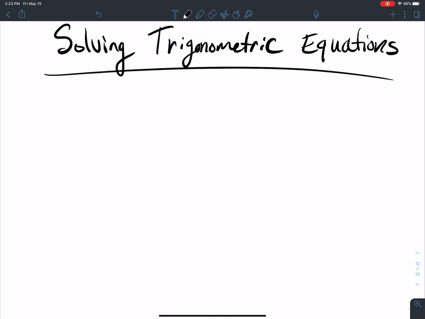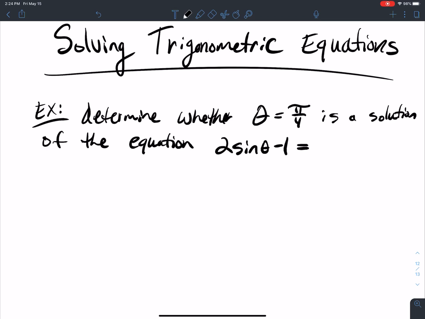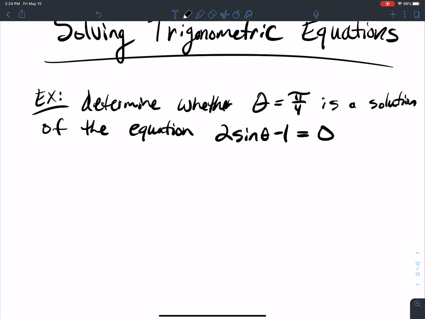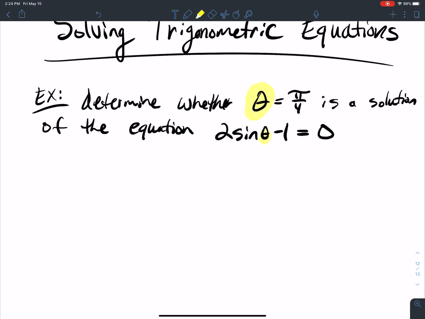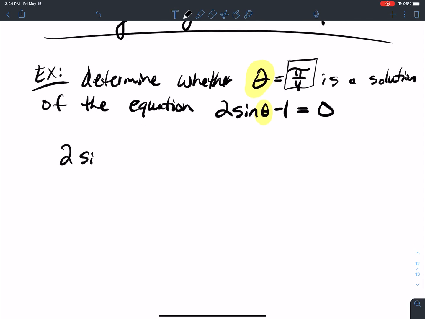So let's determine first whether theta equals pi over 4 is a solution of the equation 2 sine theta minus 1 equals 0. Okay? So how do we determine if a theta value is a solution? All we do is we take theta, and everywhere we see theta in the problem, we replace it with pi over 4. Okay? So I have 2 sine, I'm going to plug in pi over 4, and minus 1 equals 0.